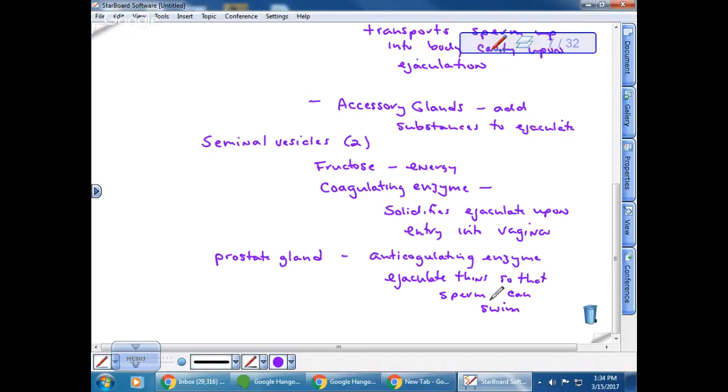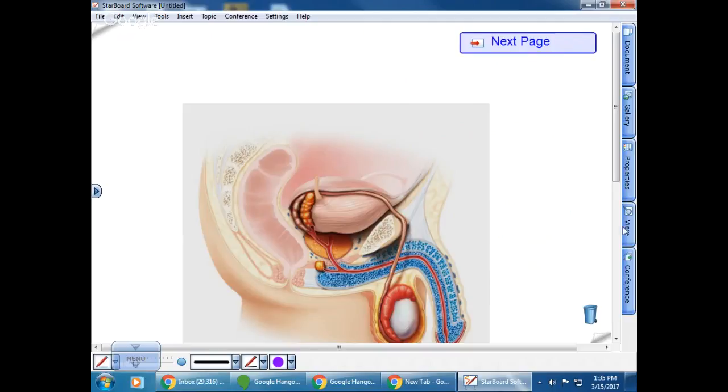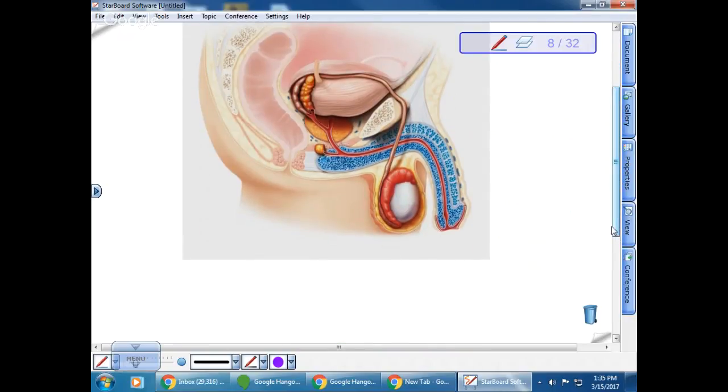Okay. So if we look at our diagram, if you want to look at the diagram that I gave you, we'll label some of these, right? So this is my scrotum or scrotal sac, right? This is the testes. This right here is my epididymis.